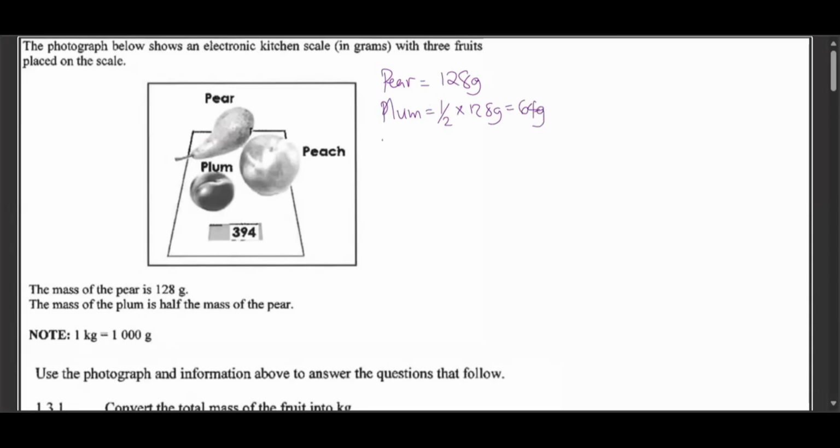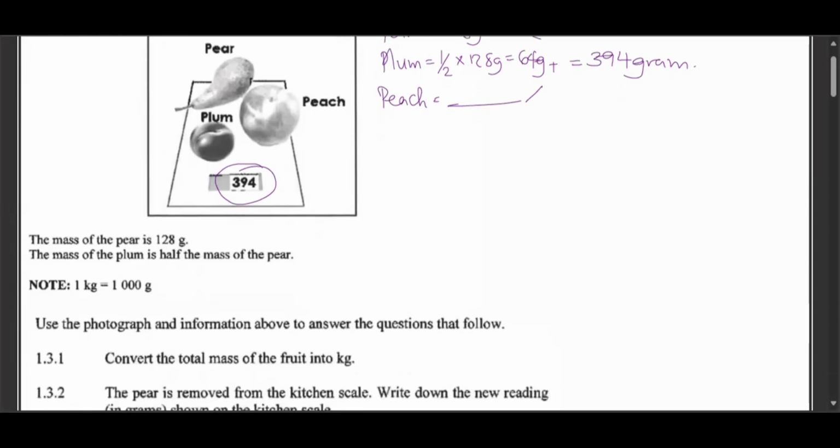And the last one is a peach. They have not given us the answer, but they say when you add all of them up, you have to get the answer as 394 grams. I'm getting it from here. So they want us to give the answer.